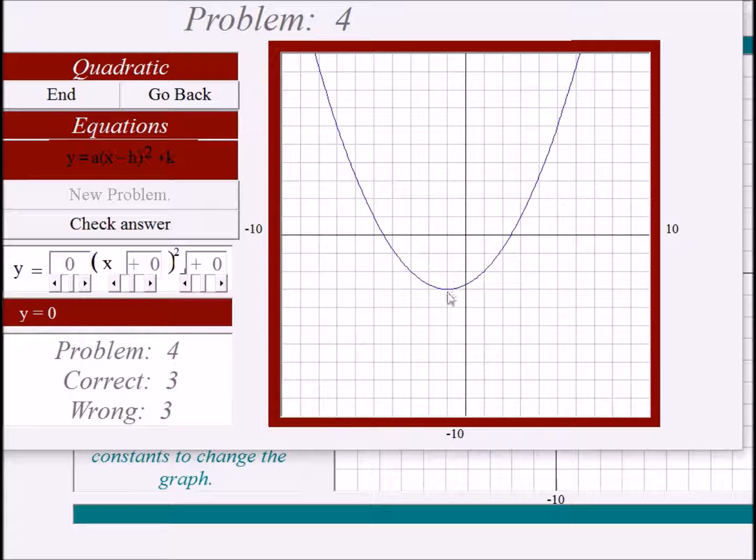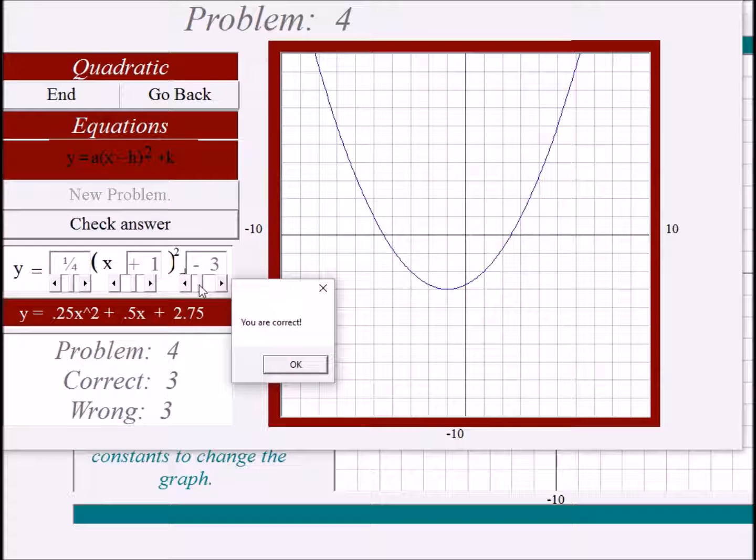Okay, this vertex is not at the origin. In fact, it's 1 to the left. So the bad dog is 1 to the right, plus 1. It's down 3, so I'll come down 3. The shape is just a quarter, so I'm going to come to a quarter. Check, we win.